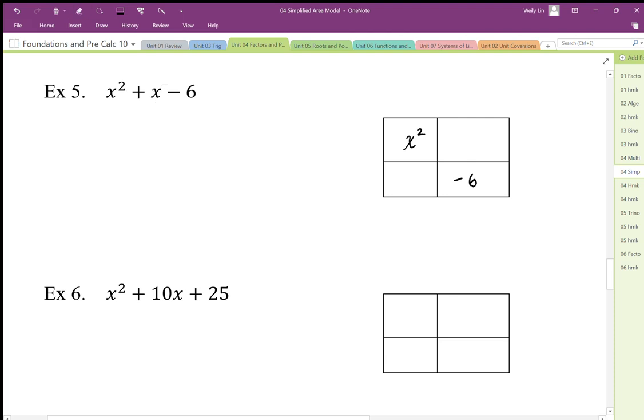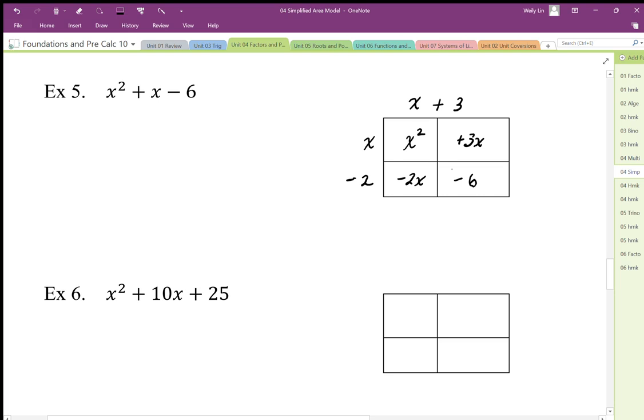So when we look at those numbers, we know that it's got to be positive 3x and negative 2x. That's going to give us the positive 1x, and we can see that our side lengths have to be x and x to give us x squared here. And to get the positive 3x, we know this length is going to be plus 3, and this length here will be -2. So then we have our factors.